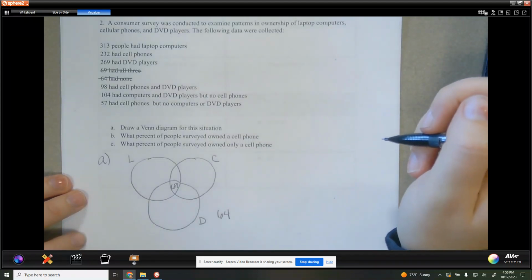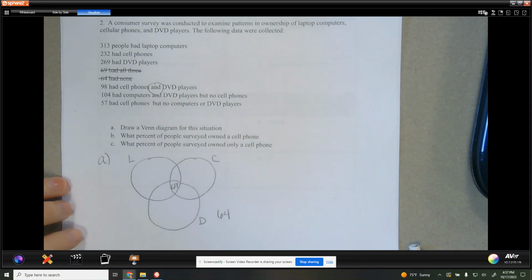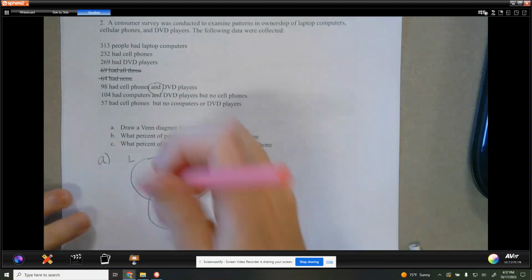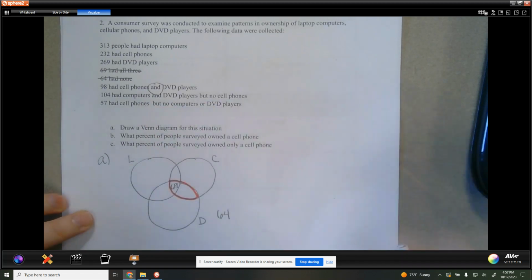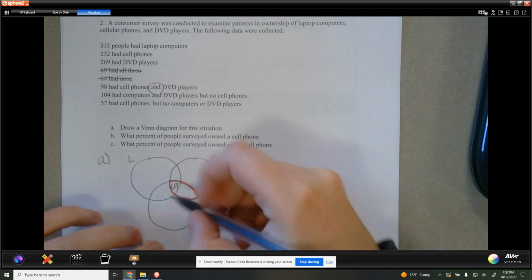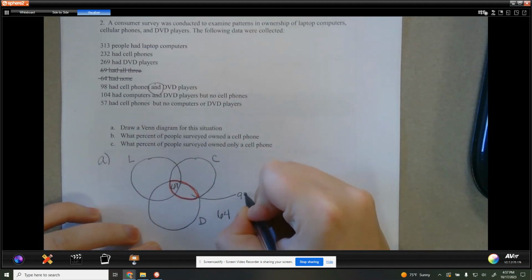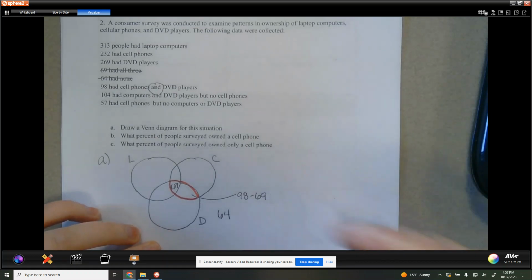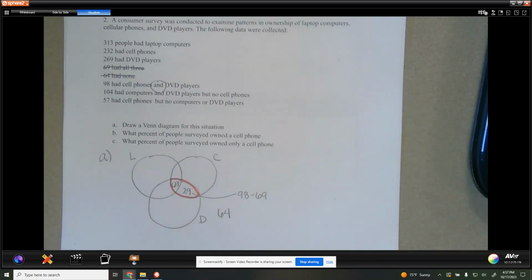All right, so now we've got an and statement again. 98 had cell phones and DVDs, so that is this section. An and statement is that whole overlap of cell phones and DVDs. So we need to subtract off the 69 we've already counted. We've got 98 minus 69, which is 29, right in there. All right, so that one's done.